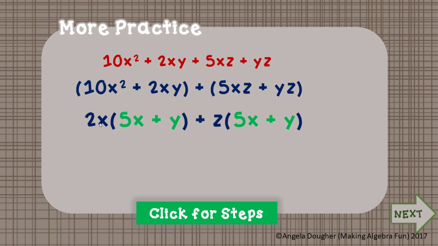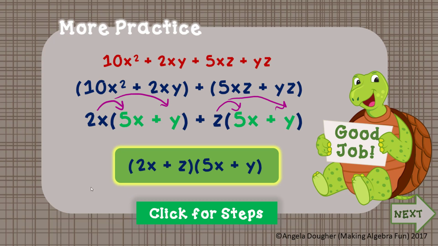So we get 2x times 5x plus y, because again, our 2x times 5x gives you 10x squared, and our 2x times y gives you 2xy. Now, for the second binomial, we could factor out a z: z times 5x will give us 5xz, and z times y will give us yz. So now we just need to factor out that common binomial and combine the two things that we factored out initially. So that should give us 2x plus z times 5x plus y.